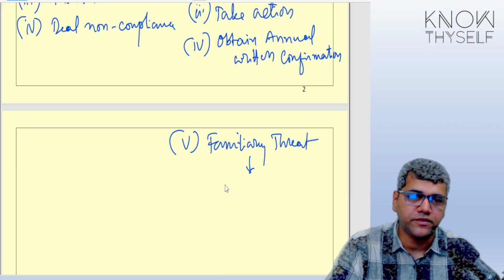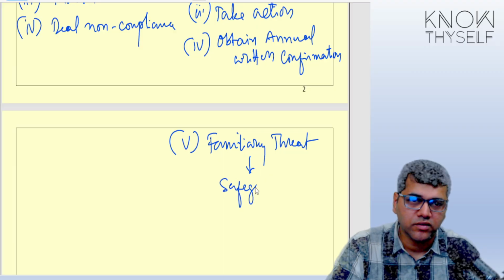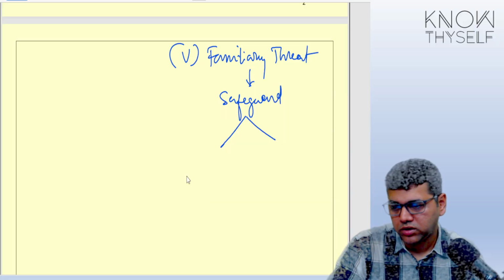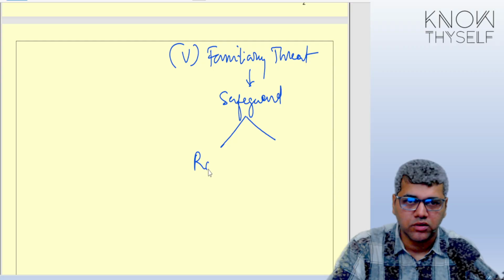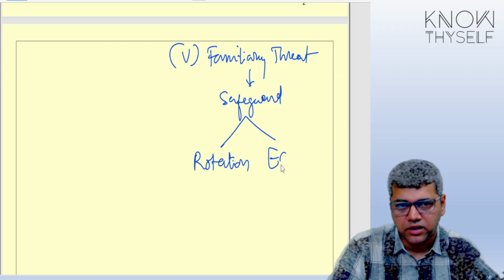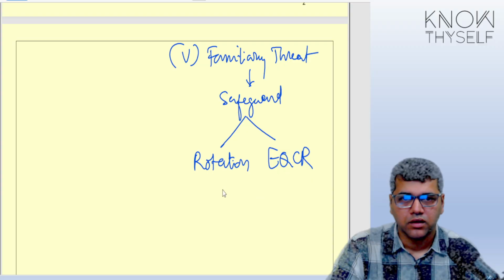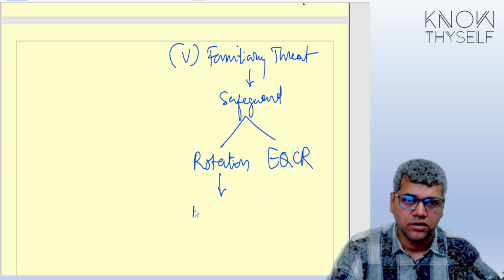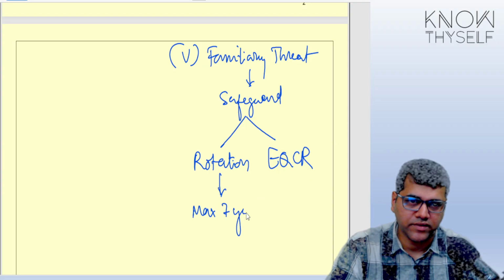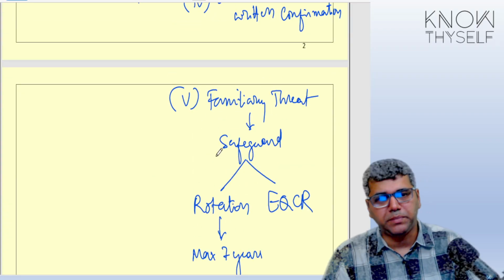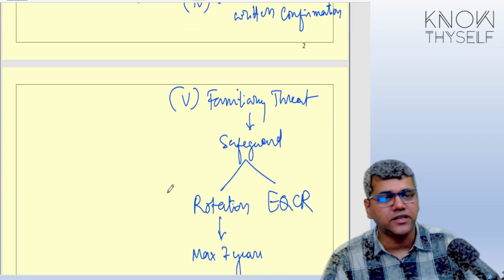So for familiarity threat, you need to have a safeguard, and there are two types of safeguard. One, rotation. Second, EQCR. So when you talk about rotation, maximum 7 years. That's it. See, in one picture only, you have represented the entire theory here.